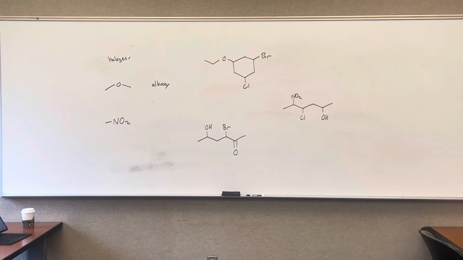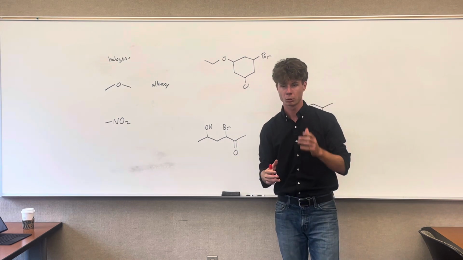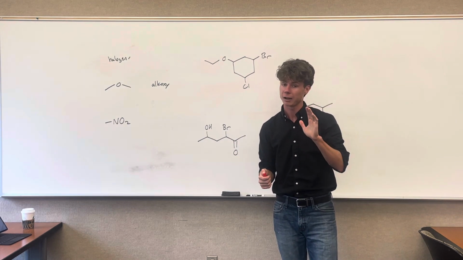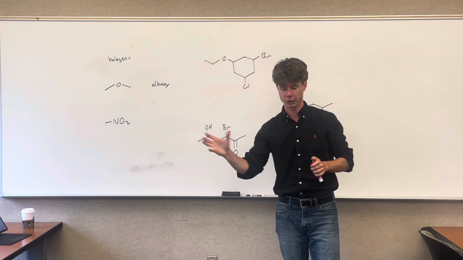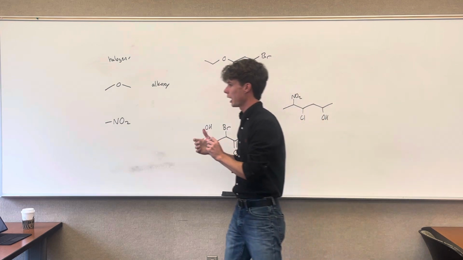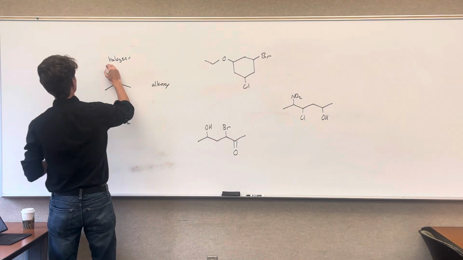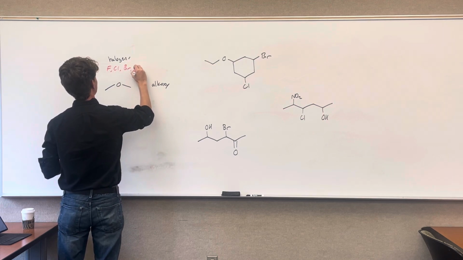All right, I saved what I hope is the easiest for last. It's going to be our lowest priority groups, and they're only going to have prefixes with them. There are no suffixes. They're always going to be at the very front, our lowest priority groups. Those are going to be our halogens: fluorine, chlorine, bromine, iodine.